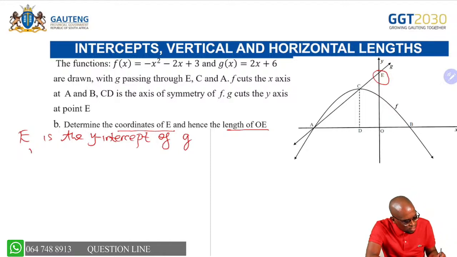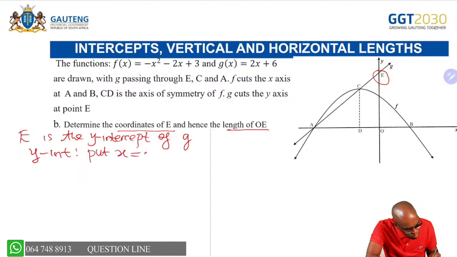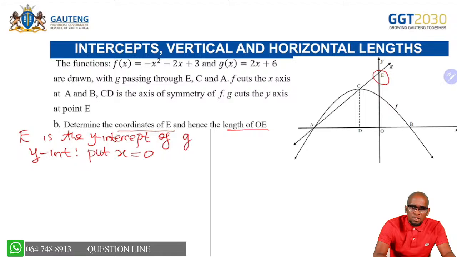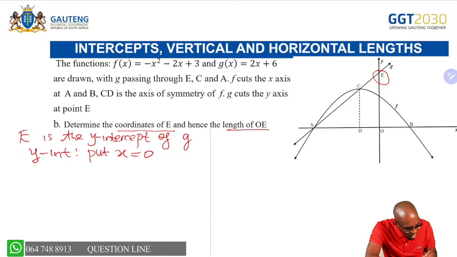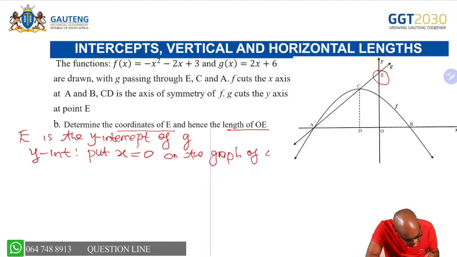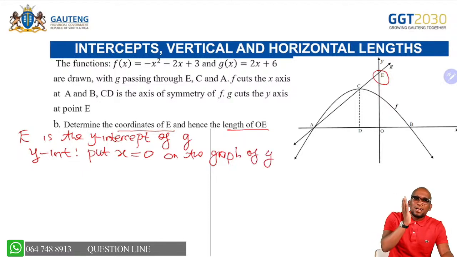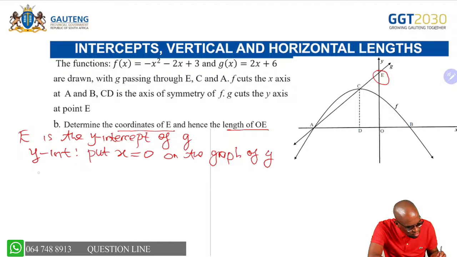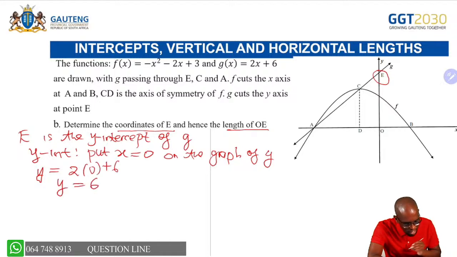So how do you find the y-intercept? You say now for the y-intercept, I let x be equal to 0. I'm using the dual intercept method here. So for the y-intercept, I put x equal to 0 on the graph of g, because it's a point that lies on the graph of g. That's very important. So now where you see x on the graph of g, you are going to put 0. So it's 2 into 0 plus 6. So y is equal to 6, which means that would be the y of E.